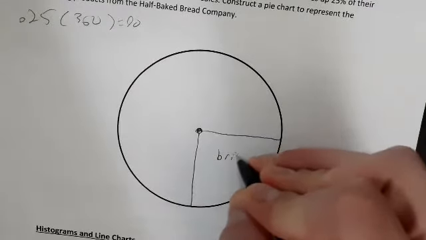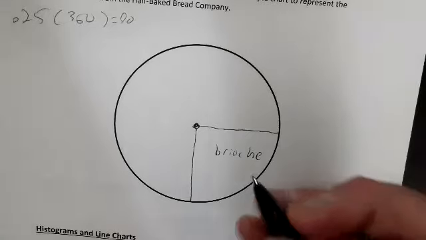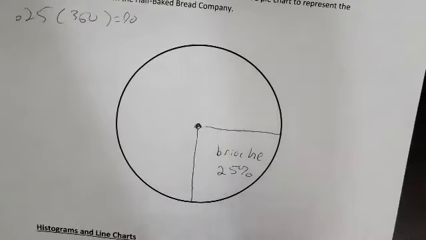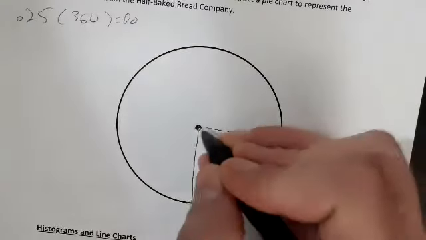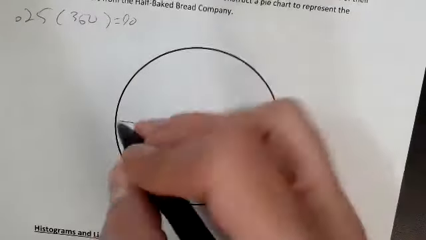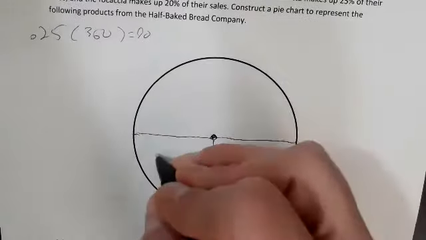So if you want to put your label in here, that would be fine. There's plenty of room in this circle. And you should definitely put your percentage. The other thing they give us is ciabatta is also 25%.